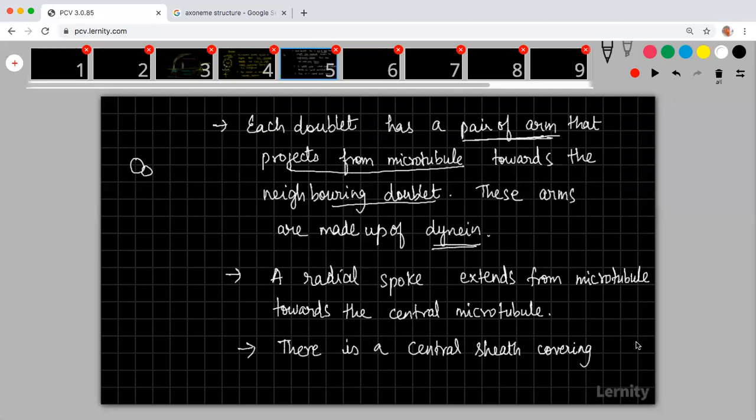There is a central sheath covering. There's a second covering, the central microtubules. Okay, so I'll just show you in the diagram. Dynein is a protein, that's all.